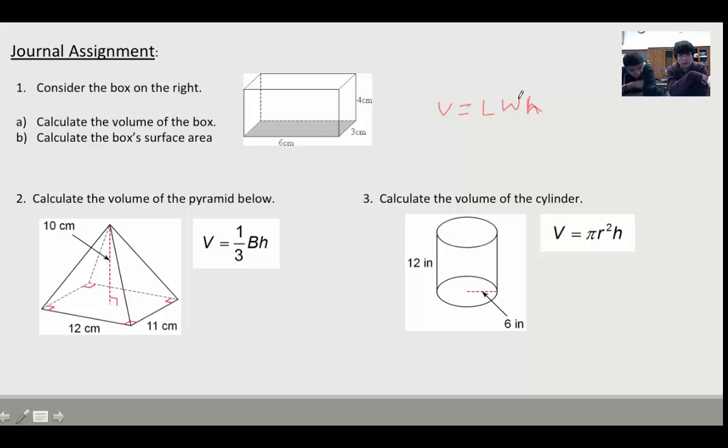And also for number 2, volume of a pyramid, you have to remember that B is actually the surface area of the base. So you have to first find the area of the base. Then you go on and plug it into the volume formula for the pyramid. Then for number 3, you use plug and chug, really. It's a pretty simple equation to use. That's about it.